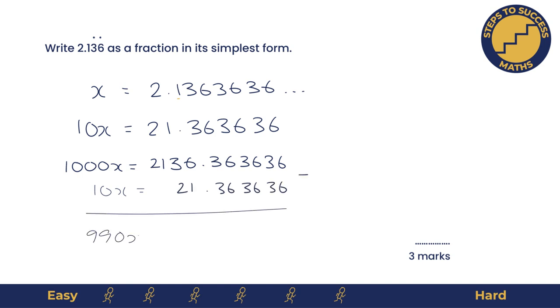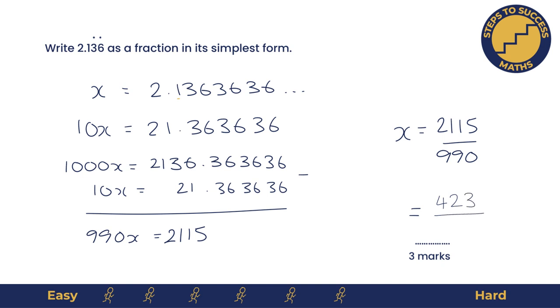990x is equal to, everything after the decimal point disappears. So I've got 2136 take away 21, which is 2115. So x is 2115 over 990. And because that ends in a 0 and a 5, I know it divides by 5. So if I divide that by 5, I've got 423 over 198.